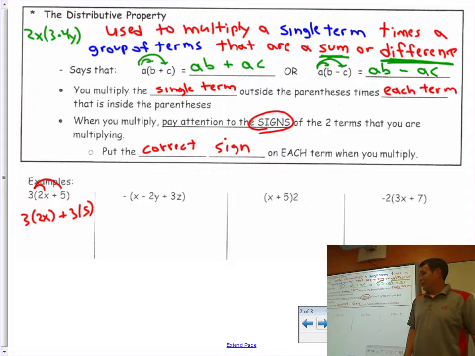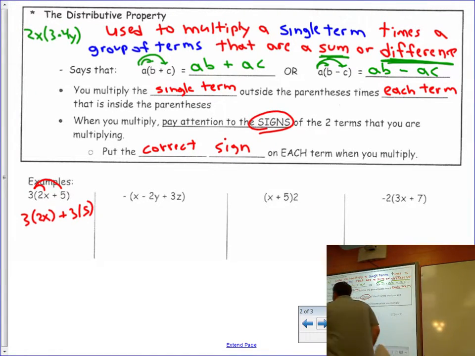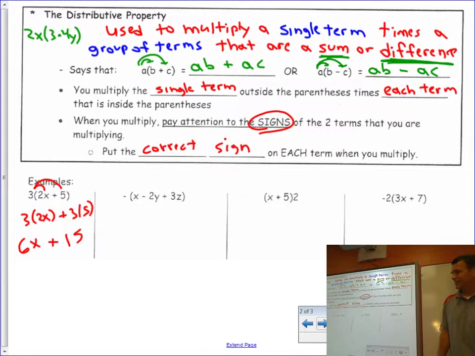Anyway, in this example, when you multiply 3 times 2x, you get 6x. And when you multiply 3 times 5, you get 15, and it's positive. You gotta have a plus sign in there. And you get 6x plus 15. Those are not like terms. They cannot be added together. That is your final answer.